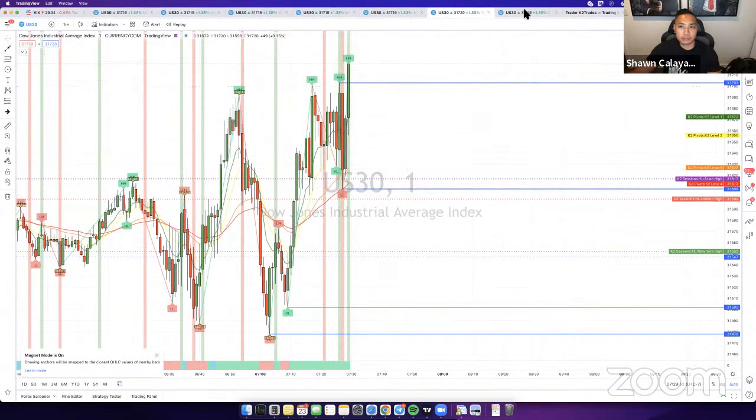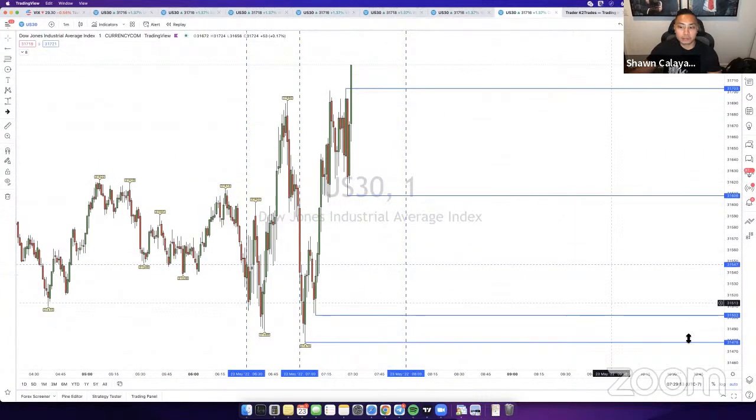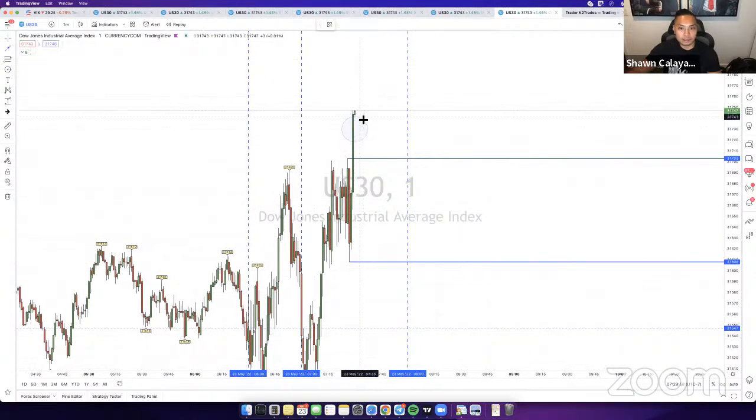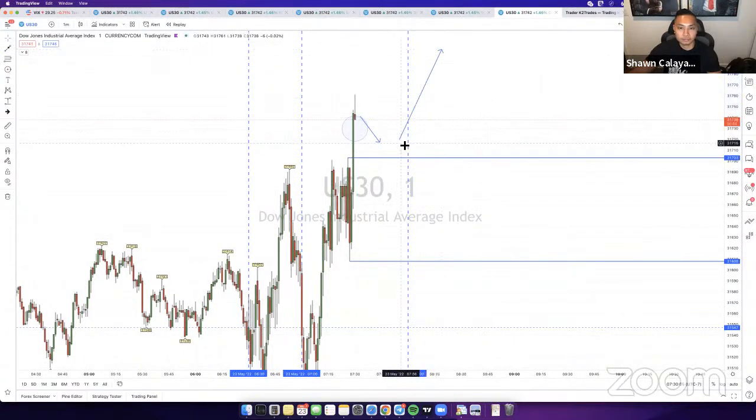All right, so there we go. As price breaks above it, you're still looking for that same pattern, guys. So basically right here, you're looking for it to close above, you're looking for the retest and confirmation back to the upside. And that's literally what you're looking for here.